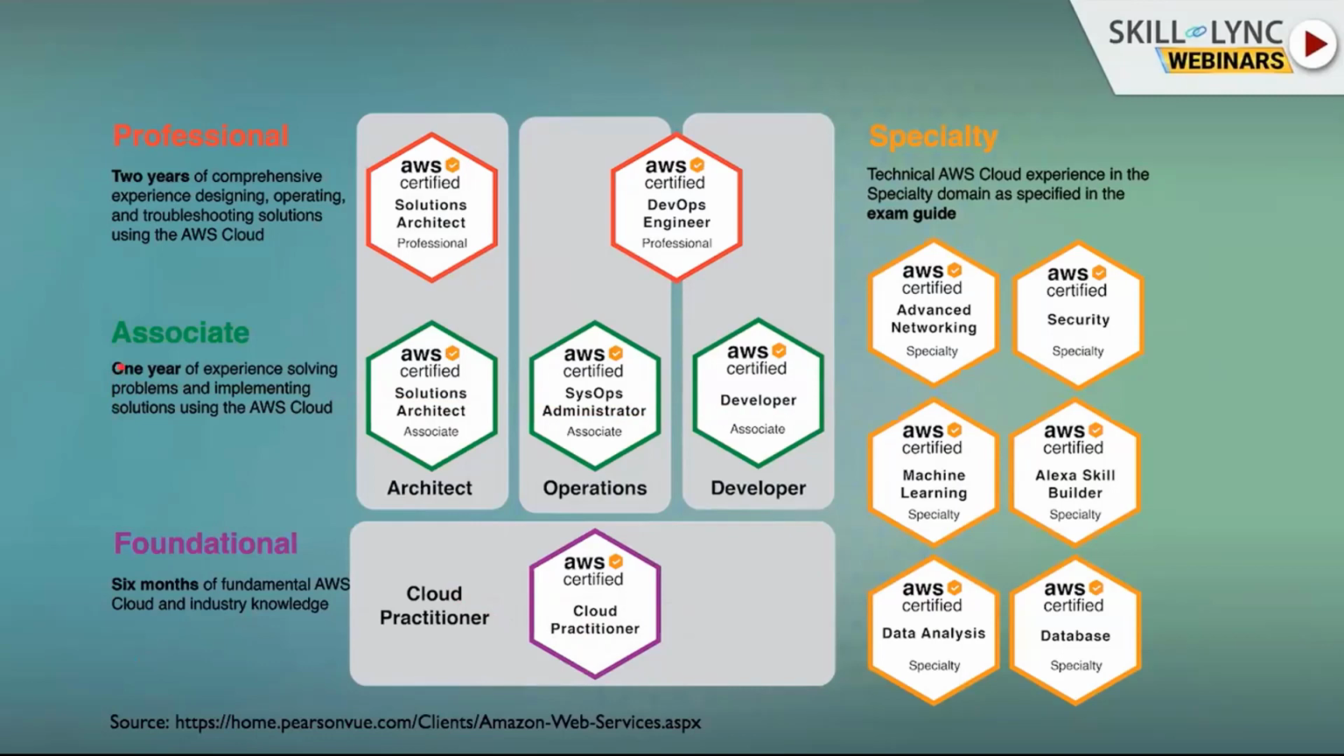Architect is essentially for somebody who is going to design cloud solutions. Operations is for someone who is going to be working on system operations. Whereas developer is somebody who will develop solutions in the cloud, for the cloud, and for the various services. Similarly, the professional ones are for cloud architecting and DevOps engineer. And then there are specialty courses as well. These can be taken only if you have one of the associate level examinations. They are available in advanced networking, security, Alexa skill builder, ML, DB, and data analysis, right?